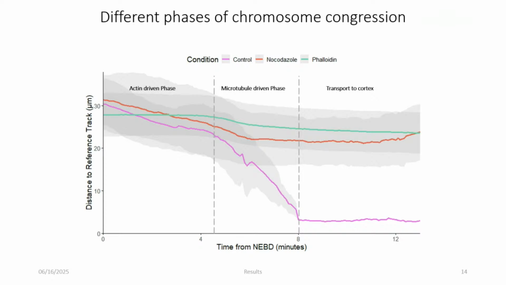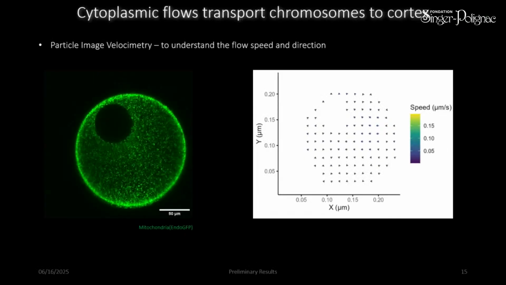That's when you see this rapid decrease in distance, like they start capturing the chromosomes, and then once they are captured, the whole thing is transported to the cortex. Okay, they are transported to the cortex, but how? As I showed in the brightfield movie, there are so many cortical actin changes happening, and there are some cytoplasmic flows happening. So we hypothesized that maybe there are cytoplasmic flows which are helping transport this aster chromosome complex towards the cortex.